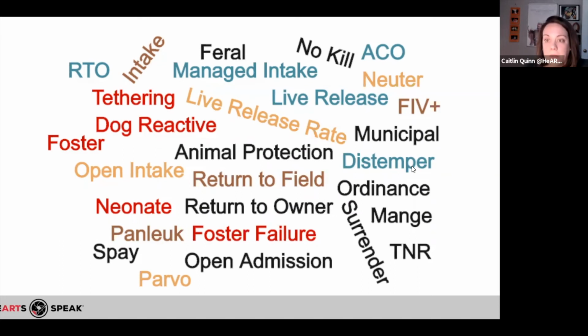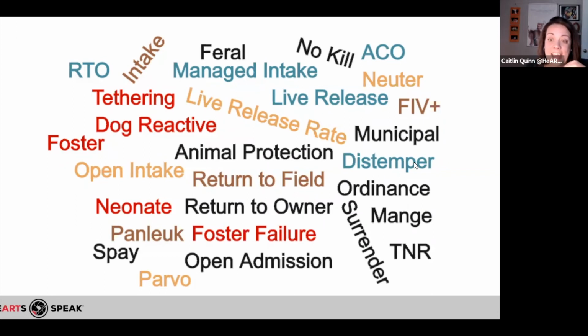We're going to use home instead of return to owner. We're going to define return to home in this way. Every time we say it, we're going to talk about it in this context. We're going to talk about our live release rate, not as a live release rate, but talk to the public about our data in different terms. And I will send along a document that we have that starts to chip away at this.